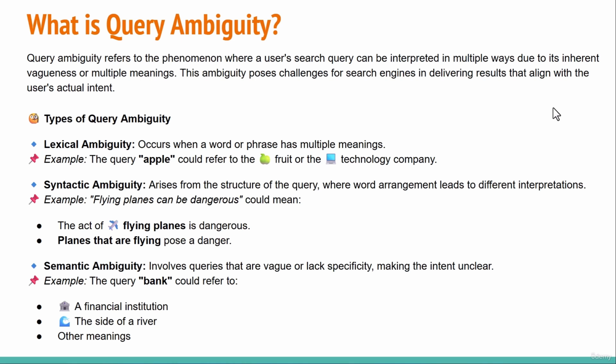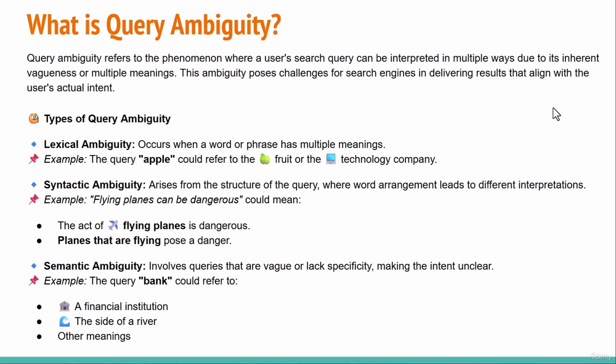If a person searches for jaguar, the search engine will not understand whether they want to see the animal jaguar or the jaguar car. In this way, there are various types of query ambiguity. First is lexical ambiguity. This is the ambiguity where a word or phrase has multiple meanings. For example, apple can refer to the fruit or the technology company.